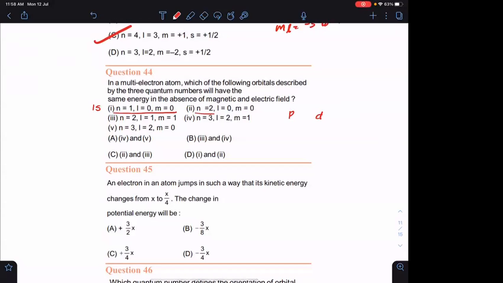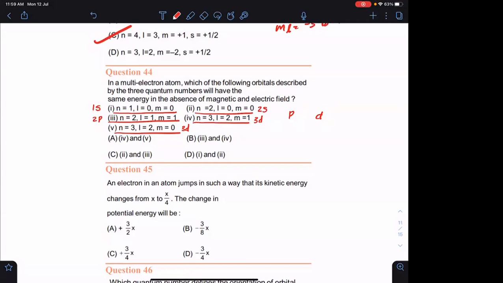n equals 2, l equals 0, m equals 0. This is 2s. n equals 1, l equals 1, m can be equal to 1. This is 2p. n equals 3, l equals 2, m equals 1. This is 3d. n equals 3, l equals 2. This is also 3d. All the 3d orbitals will have similar energy. They are degenerate. So the answer has to be 4 and 5.